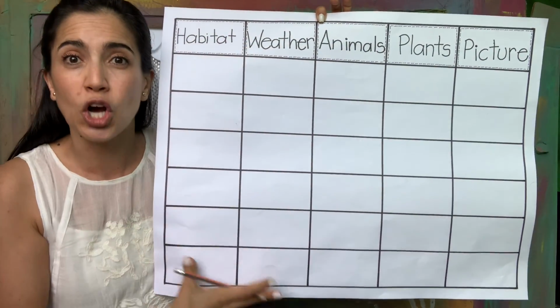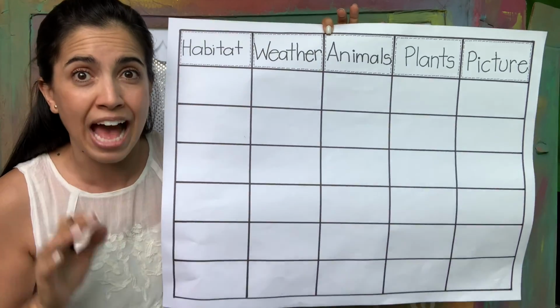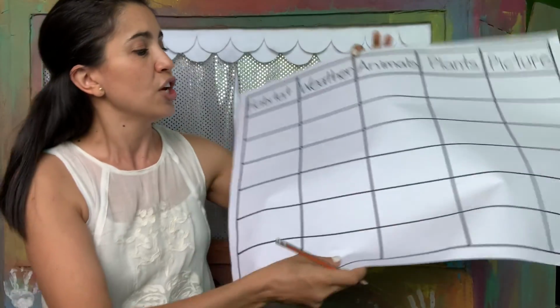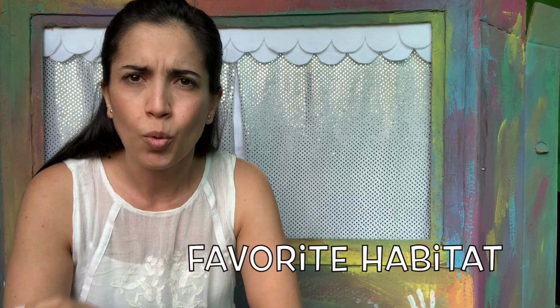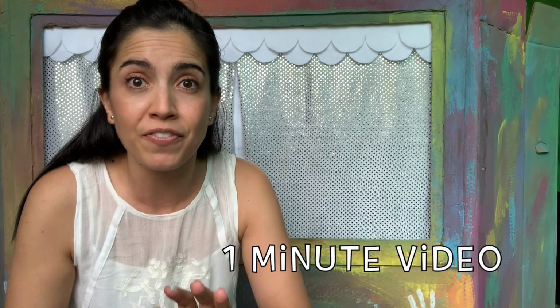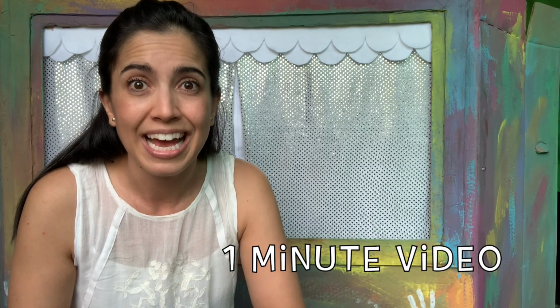Now that you finish all of your graph with all of the habitats we've seen, you're going to go ahead and choose your favorite one. Why is that your favorite one? What kind of animals can you see in there? Which habitat will you choose to live in? Record a video of 1 minute and share it with your teacher in Google Classroom.